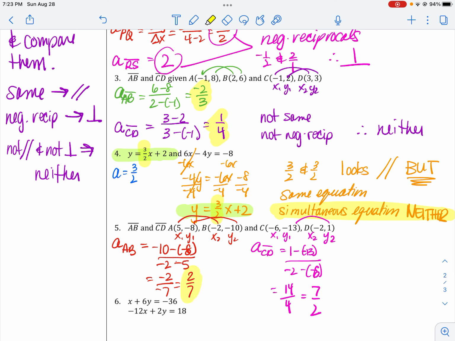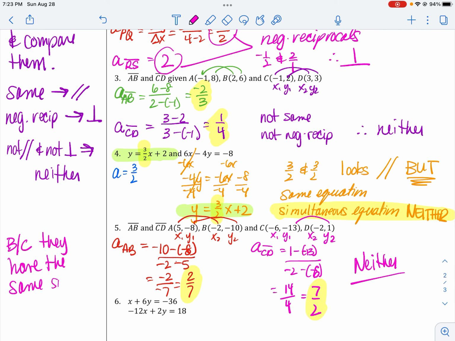So now be careful of these two slopes because they are reciprocals, but they are not negative reciprocals. So these are neither. Because they have the same sign, they are not perpendicular. It has to be both.